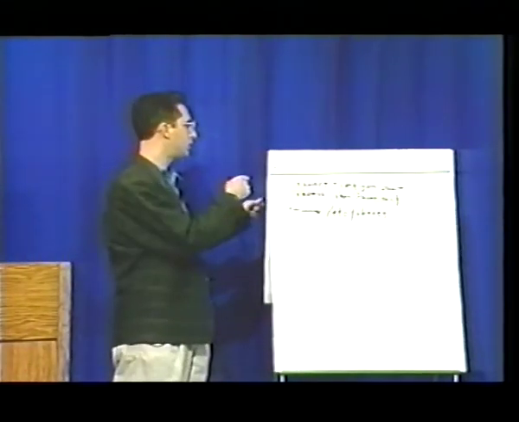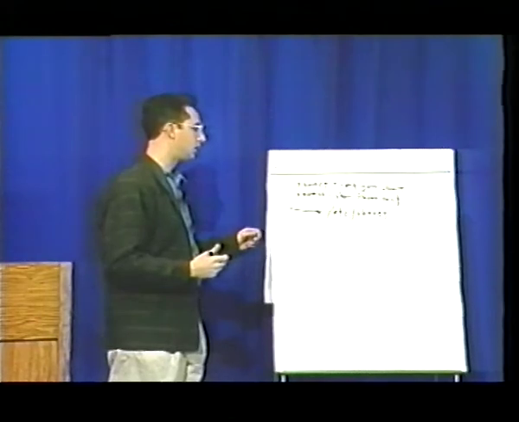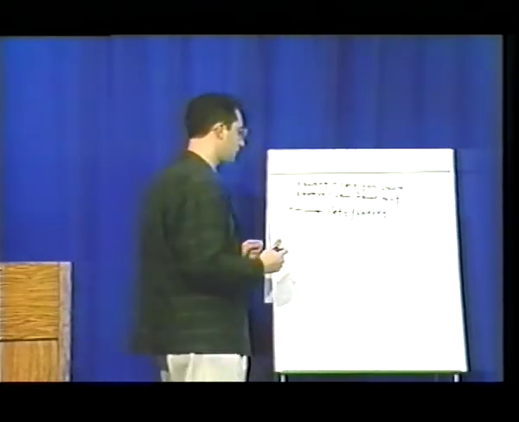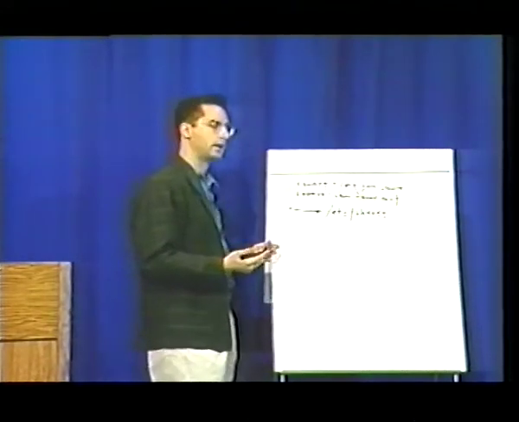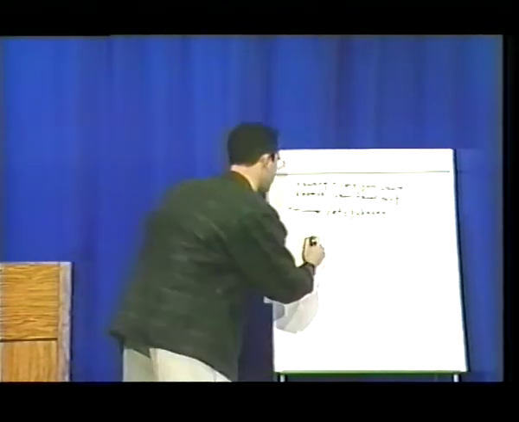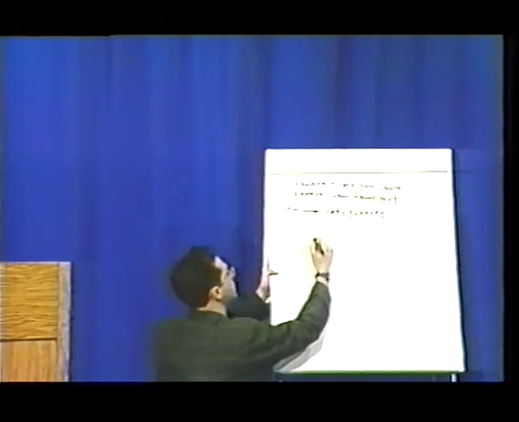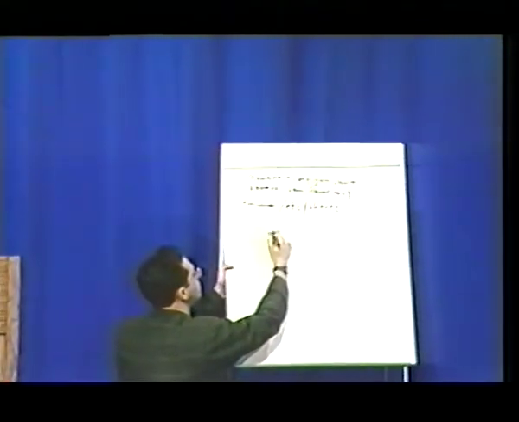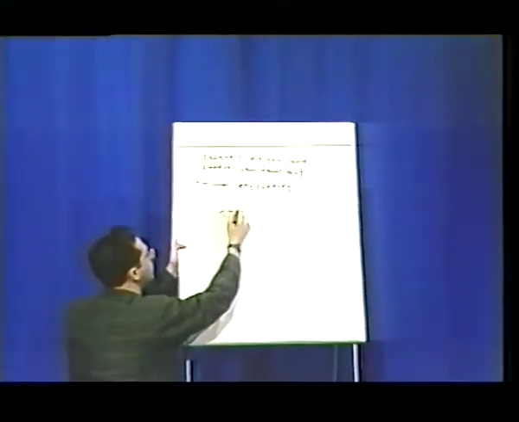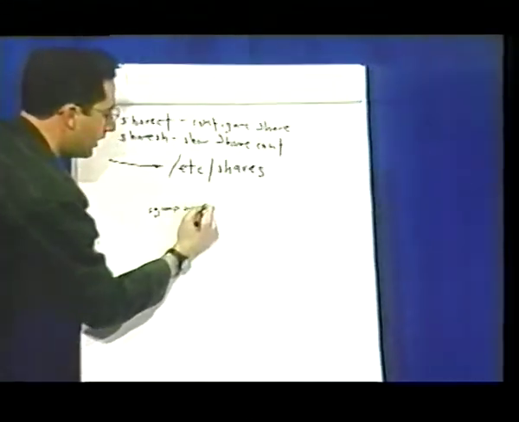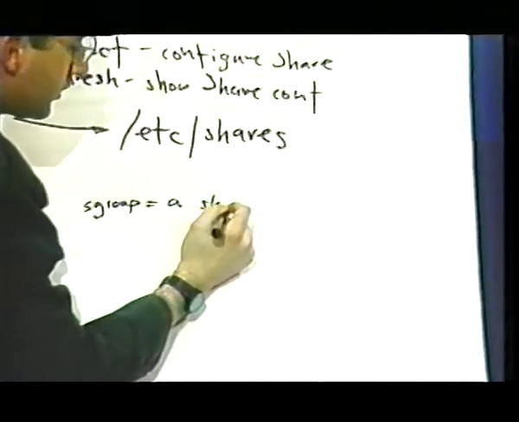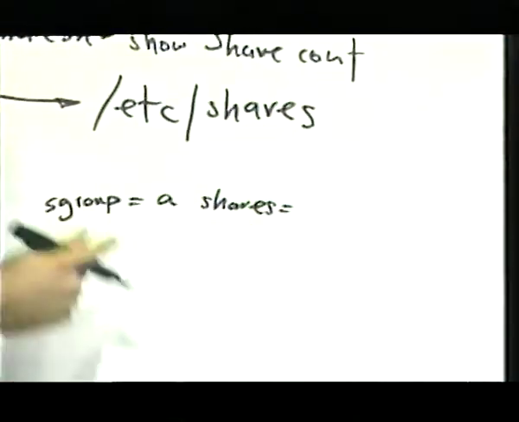To do the previous scheduling tree, what I would do is create a little share CF configuration file, and it looks a lot like C. And what I'll do is start with S group is equal to A, shares. Let me go back to this picture.